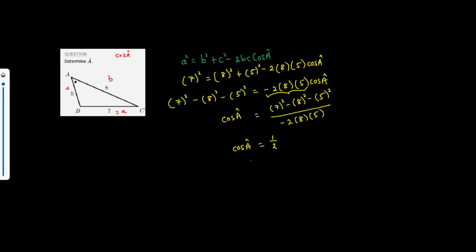So we can say basically second function of cos. And of course, you don't even have to use your calculator. Why? Because it looks like a special angle, and that special angle is 60 degrees. So angle A is equal to 60 degrees.